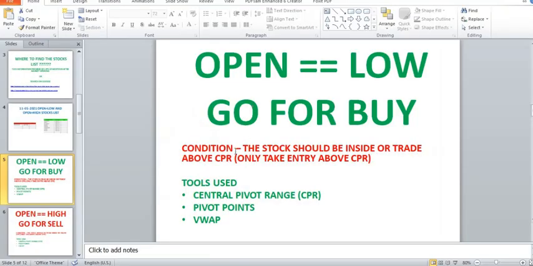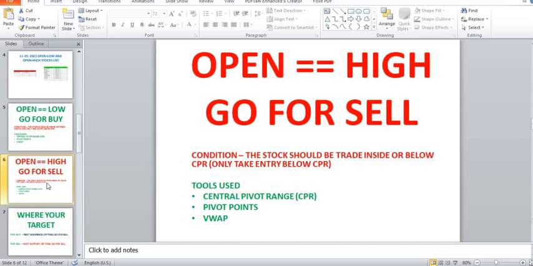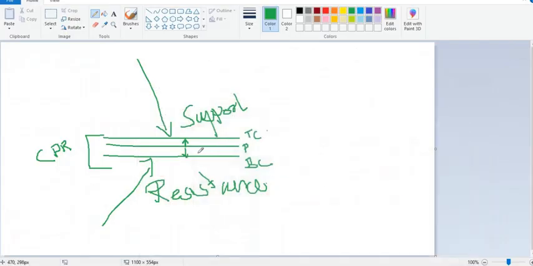The condition for open is equal to low, we can go for buy: the stock should be inside or above the CPR, and we only take entry above CPR. Similarly, open is equal to high, go for sell, exactly opposite of open is equal to low. The tools used are CPR, pivots, VWAP. The stock should trade inside or below CPR. We can take entry only below CPR.